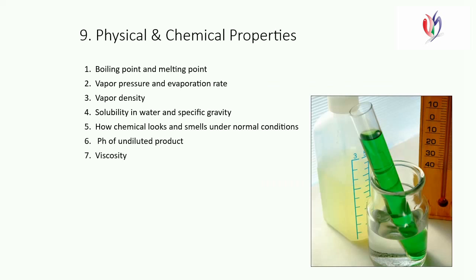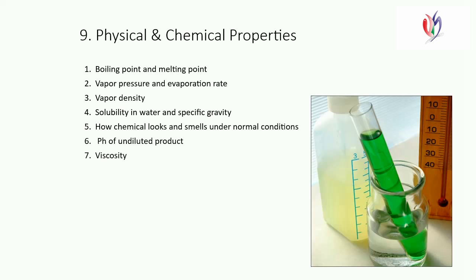The MSDS will also include information about a chemical's physical properties. This information might at first look pretty scientific, but actually it is very basic and important. This information will tell you what conditions could change a chemical's form, which could affect the type and degree of the chemical's hazard. For example, the boiling and melting points tell you at what temperature the material will change from a liquid to a gas or from a solid to a liquid.